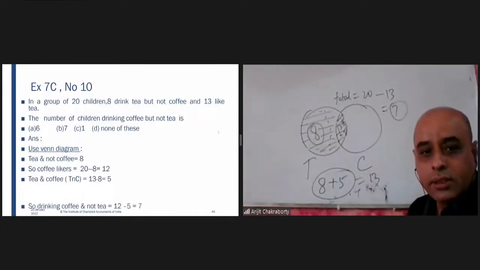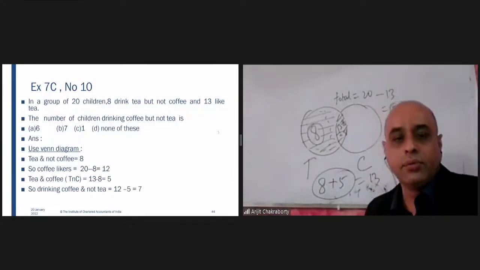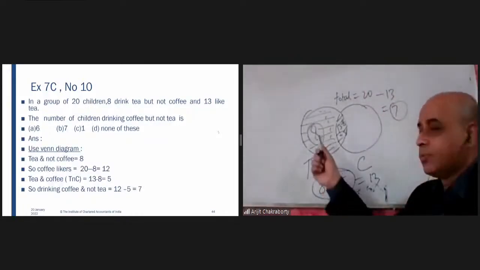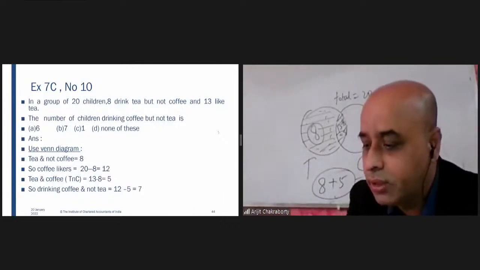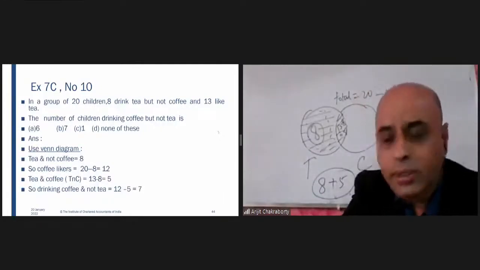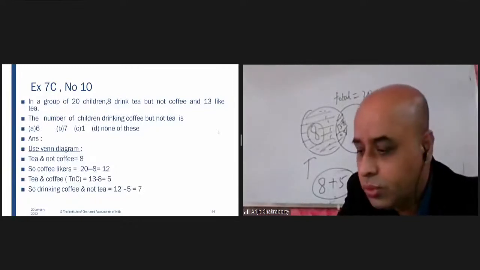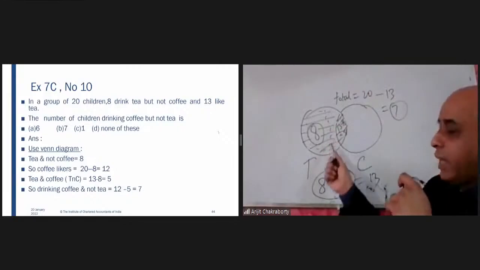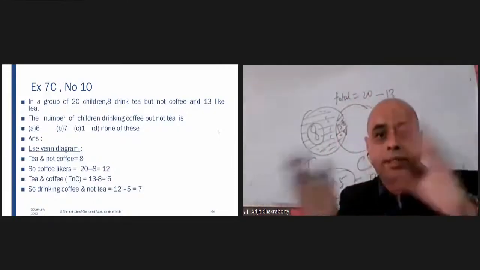So the answer should come to 7, and this is one of the toughest problems in this chapter. I think many of you have got it. 10B is, yeah, it is 7. Option number 2 is the right answer. So please see here, we took 8 people, 8 people drinking tea but not coffee.